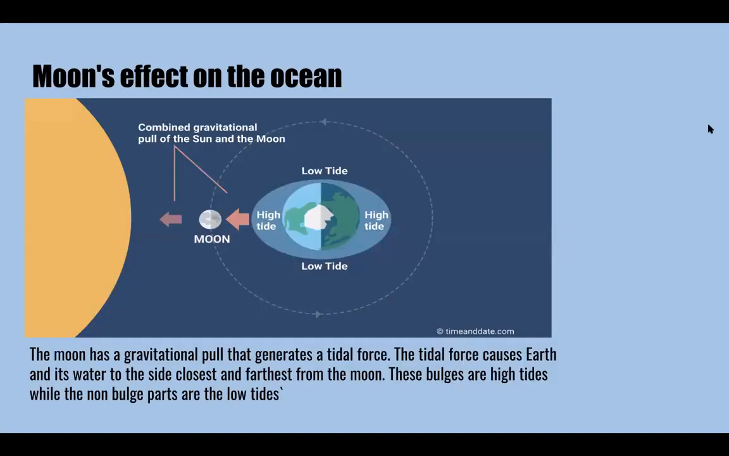So how does the moon affect the ocean? The moon has a gravitational pull that generates a tidal force, and the tidal force pulls Earth and its water toward the side closest to and farthest from the moon. These bulges are high tides, while the non-bulge parts of the Earth are called low tides.